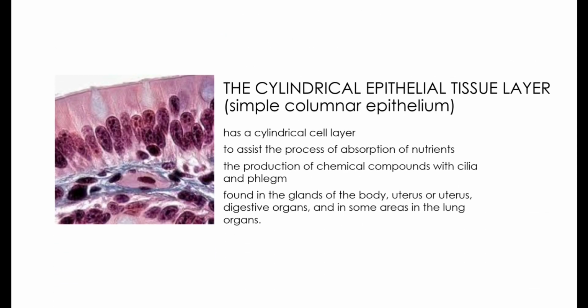The layered cylindrical epithelial tissue, or the other name, simple columnar epithelium. It has a cylindrical cell layer. The function of this epithelial tissue is to assist the process of absorption of nutrients and the production of chemical compounds with cilia and phlegm. Cylindrical epithelial tissue can be found in the glands of the body, uterus, digestive organs, and some areas in the lungs.